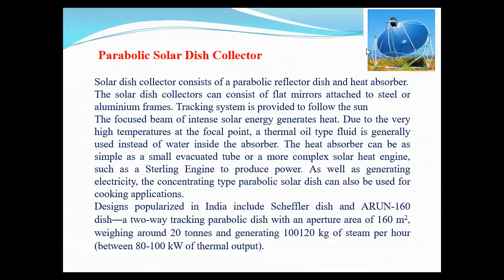Another collector is the parabolic solar dish collector. See, we have a very large size dish, okay, and the radiation falling on this dish is reflected at the center, means on the receiver. And the previous collector we have discussed reflects the radiation on a pipe, means on a line, so it is called line focusing. And this reflects the solar radiation at a single point, okay.